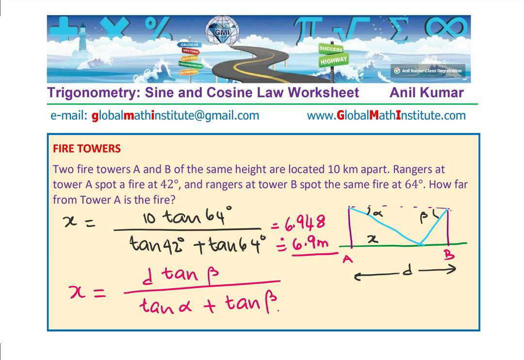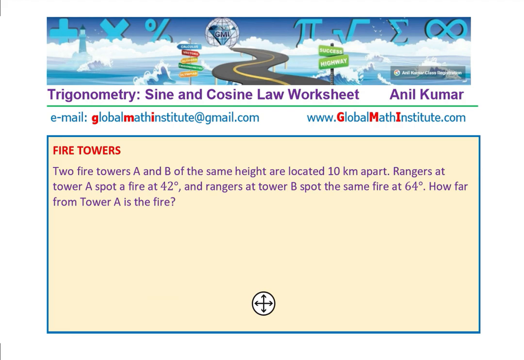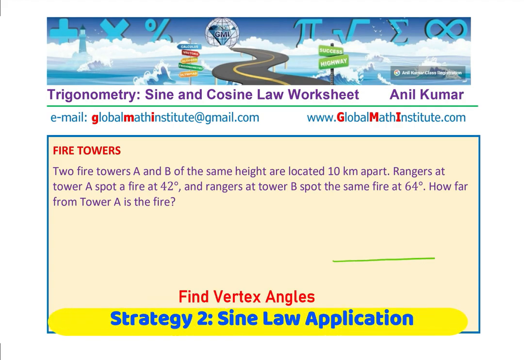Now, let us try to answer the same question using sine law, right? So once again, I'll just sketch the diagram here, correct? Two towers and something in between, which is fire in this case. Both are at the same height, and the angles are given to us as 42 degrees and 64, right? This distance is 10 between the towers.